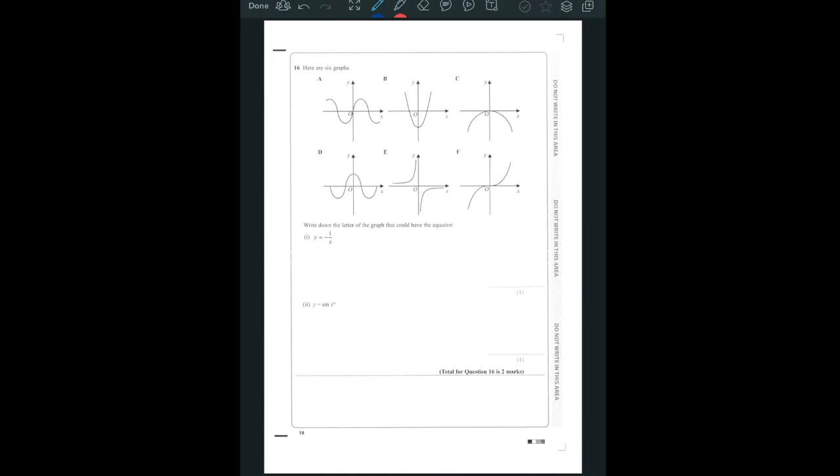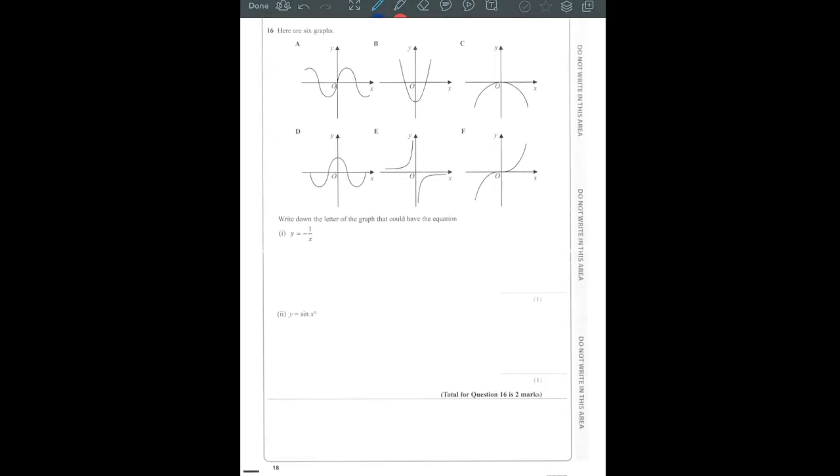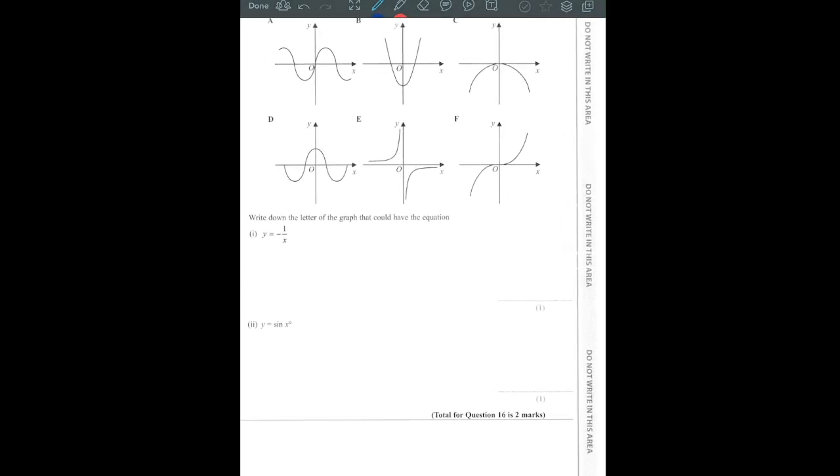Question 16. We have 6 graphs. We need to try and spot which graph is which. And this is really, do you remember what these shapes look like? The first one, y equals negative 1 over x. 1 over x has the feature of being broken. The graph breaks across 0. And the graph here that breaks across 0 is E. What I mean by breaks is the graph has jumped from being up here to being down here. It's 2 separate graphs. And that's the feature of any 1 over x style thing.